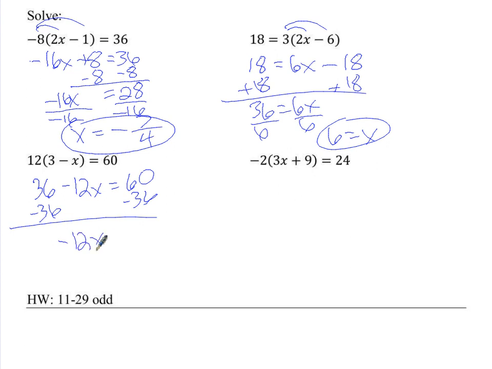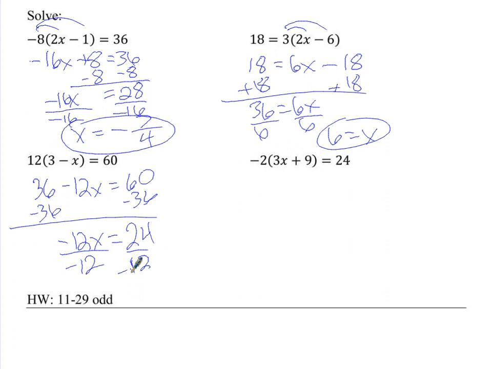I've seen a couple of people make that mistake also. The sign goes with the number. That is a negative 12x, so you need to make sure you write down negative 12x equals. Okay, 60 minus 36 is 24. All right, you want to redeem yourself? What do we do? Divide by negative 12, good.